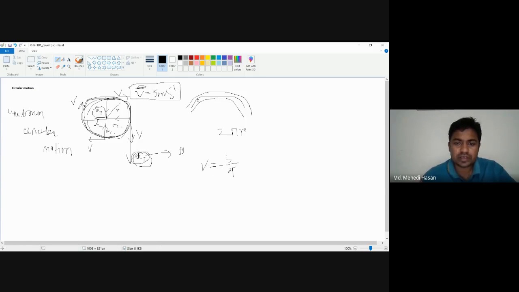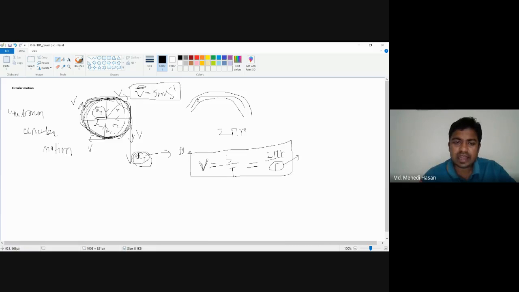Because velocity is equal to s by t, and the distance covered is 2 pi r, and here t is the time period. The definition of the time period is the time required to complete one circle. So t is the time required to complete one circle, and one circle is equal to 2 pi r. So this is the procedure to find the velocity: v equal to 2 pi r by t.